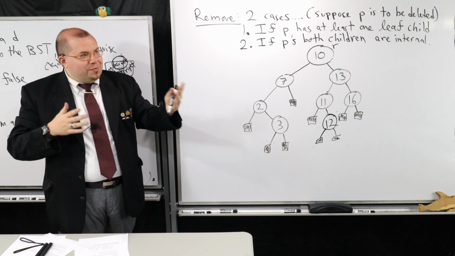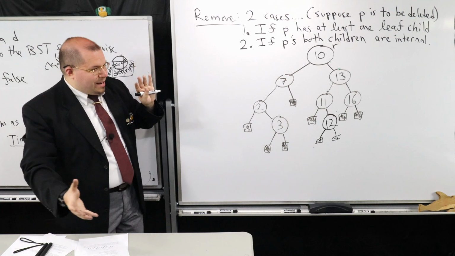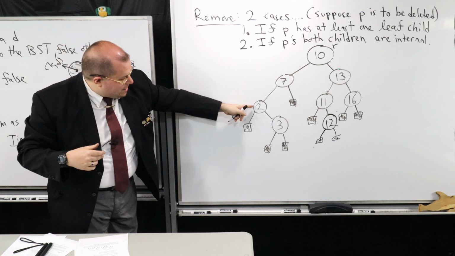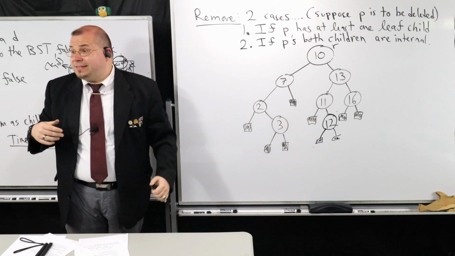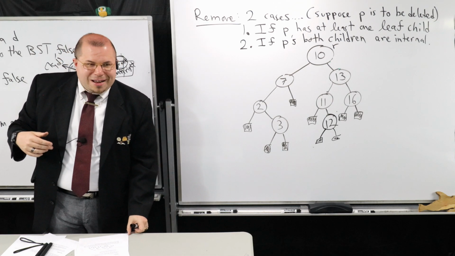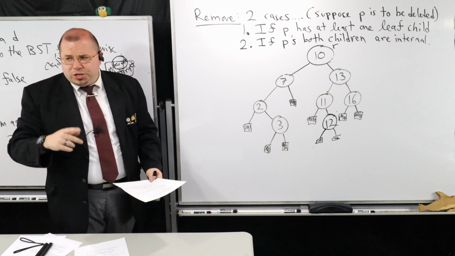But remember, all of this is just pointer adjustments. The idea of me putting it in its place is just pointer adjustment. So if this is, for example, the left child of 7, I would make 3 the left child of 7 instead, if I were to get rid of 2. Sometimes we might have to update the root of the tree, but I'll get to that in a moment. Let's look at case number 2 here.